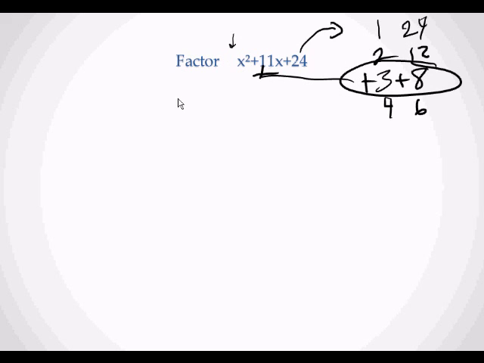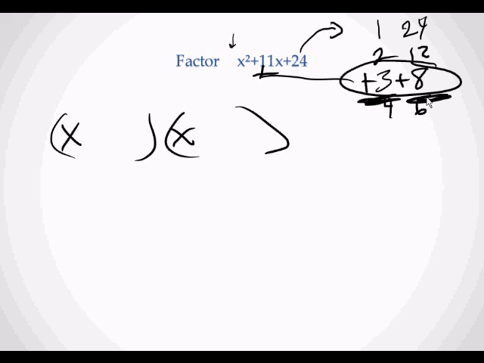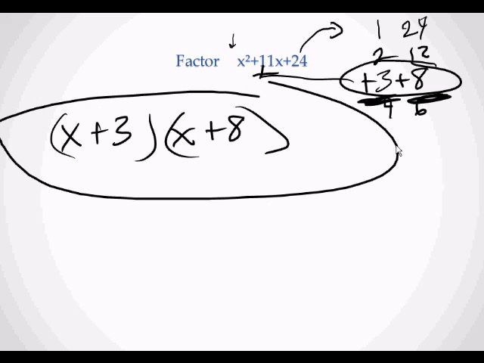Which one of these pairs will add up to equal 11? Do you see how if I put a plus 3 and a plus 8, that equals the middle term 11 if I add them? So that's my answer to factor. I put x, x, and use these numbers, a plus 3 and a plus 8. Plus 3, plus 8, and we are done. That's how you factor.